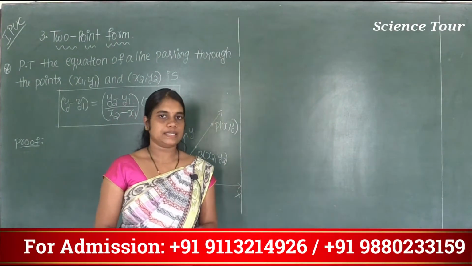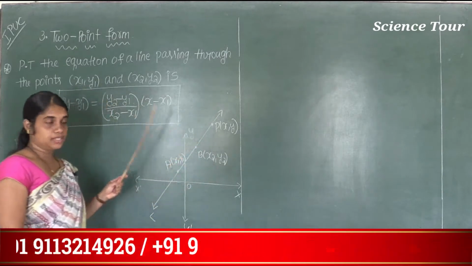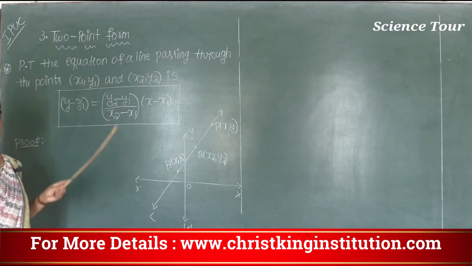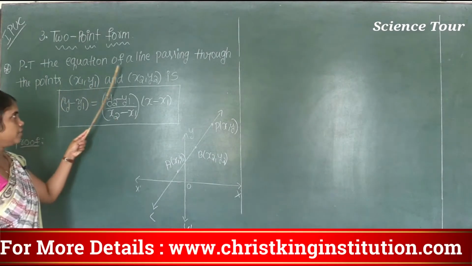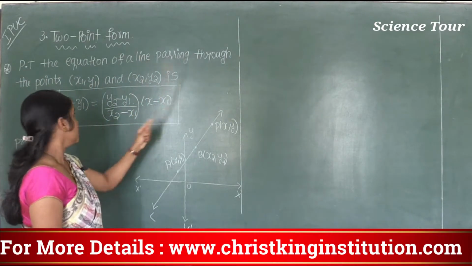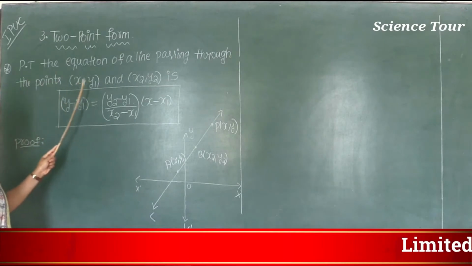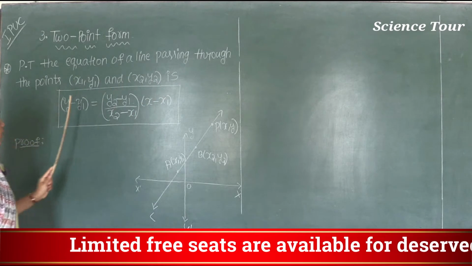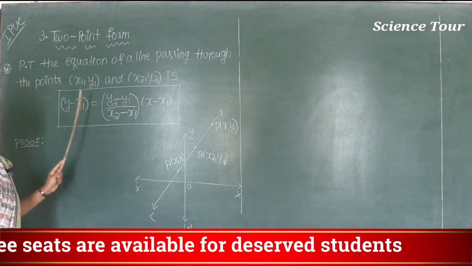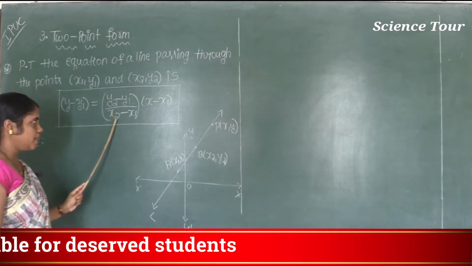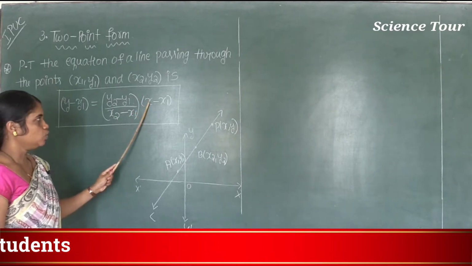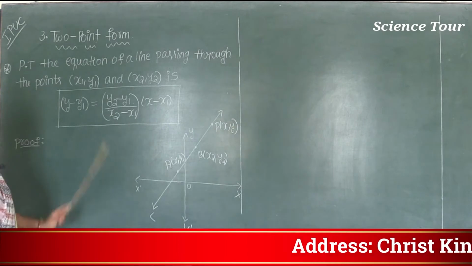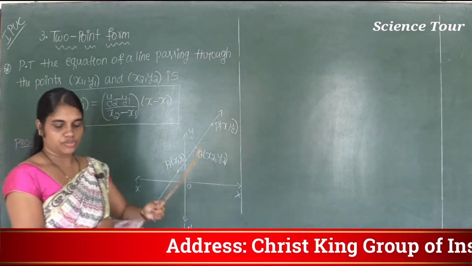So next we will discuss the next form, that is the third form, the 2-point form. The question will be like this: prove that the equation of a line passing through the points x1 comma y1 and x2 comma y2 is y minus y1 is equal to y2 minus y1 by x2 minus x1 into x minus x1. So this is the formula actually. We will see the derivation first.